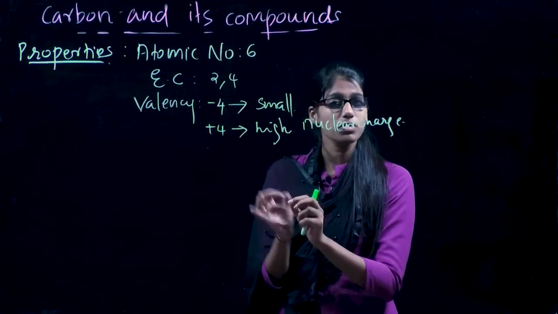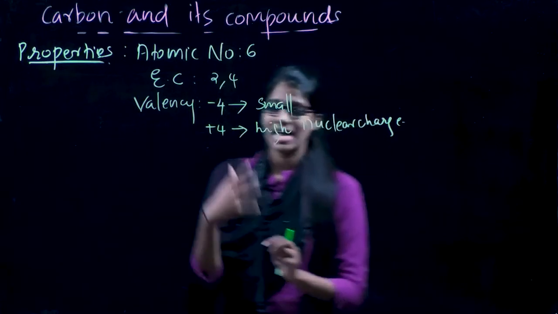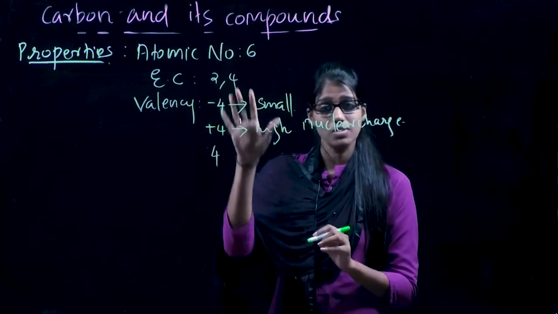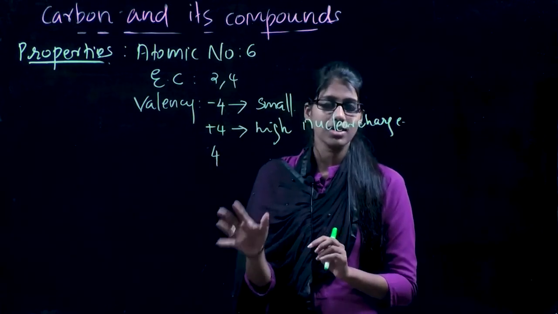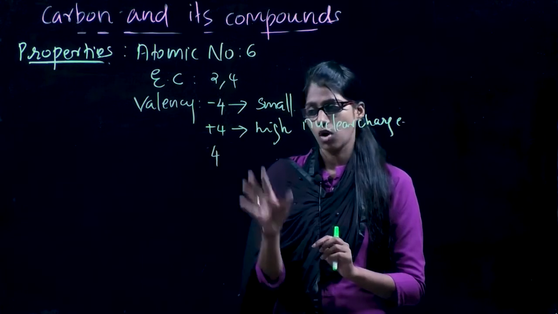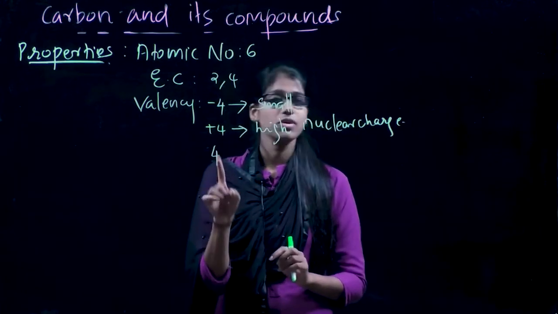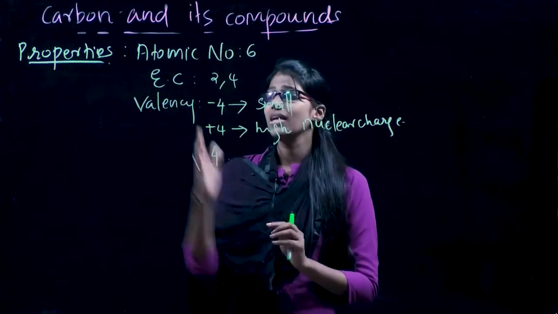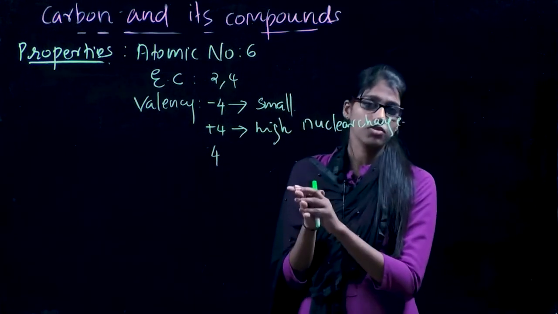Therefore, the only possibility for carbon is to share its electrons, and hence the 4 electrons present in the valence shell of carbon are shared during the chemical reaction, whenever they are forming compounds. Hence carbon forms covalent compounds, and this is why carbon is able to form a variety of compounds.